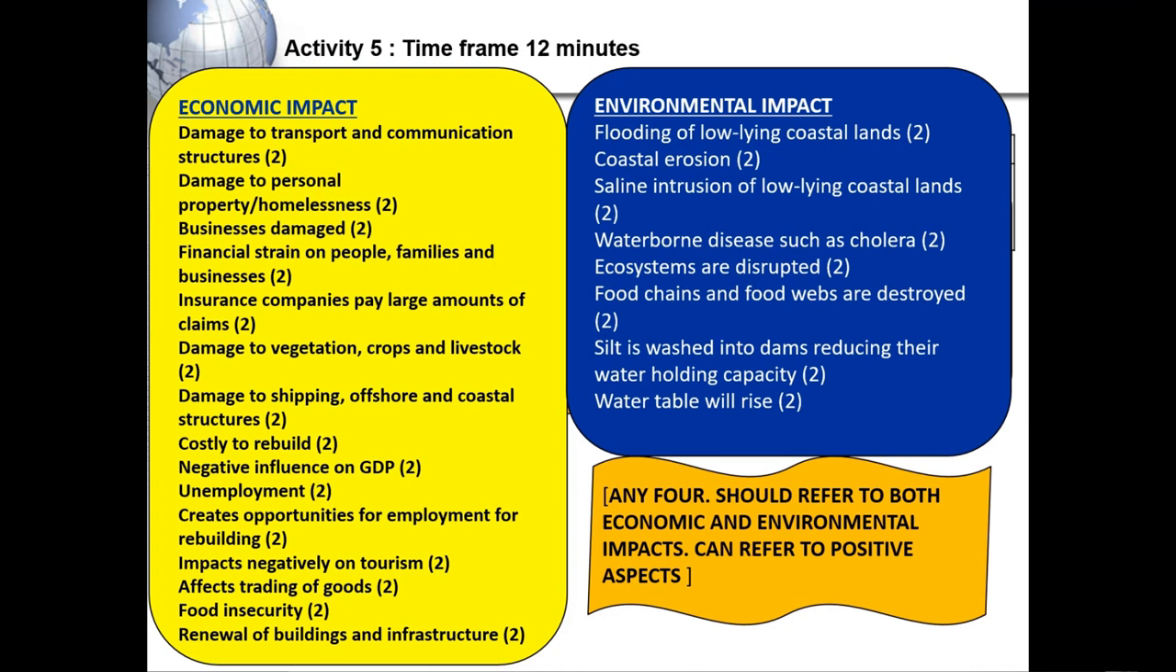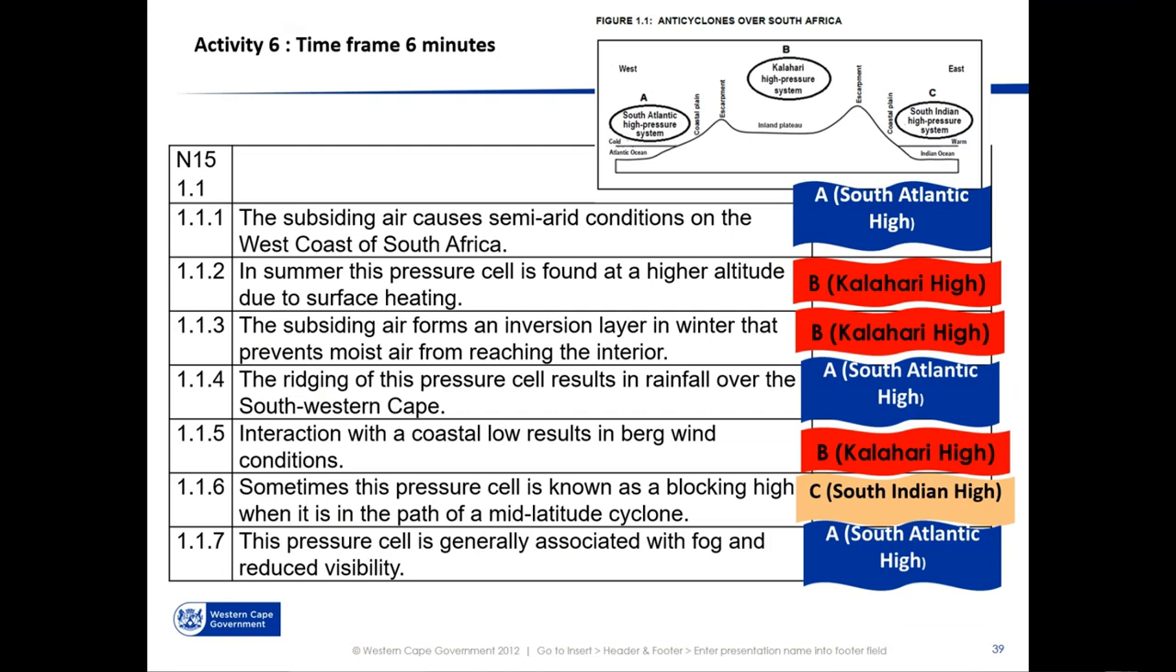Okay, right. So there you can go through the data, the economic impact, the environmental impact, and then very, very important: any four should refer to both economic and environmental. Take note. You can't just give me four economic ones at the end of the year. It has to be two of the one and two of the other, because the question is twofold. So please make a big NB next to that, to take note of the wording. The question says environmental and economic, so you have to answer both. Okay, very important. That is what we need to know about tropical cyclones.